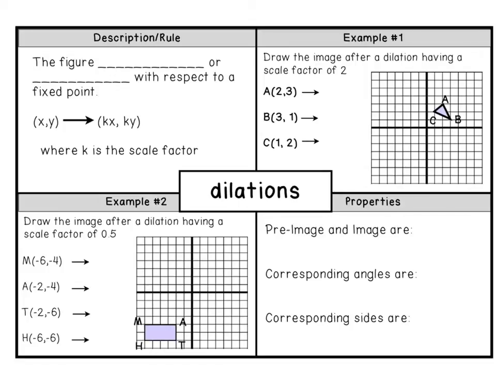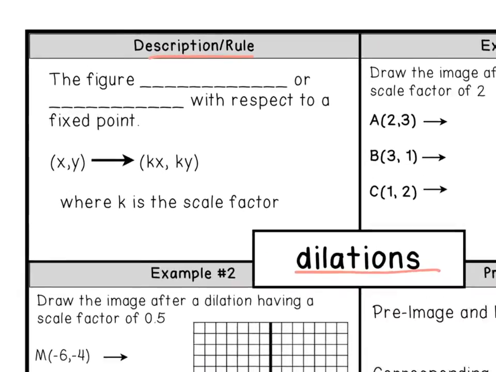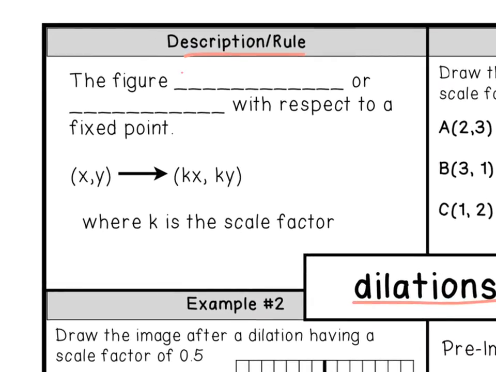Our final type of transformation is a dilation. For the description and the rule, in a dilation, the figure stretches or shrinks with respect to a fixed point. Another word for stretching or shrinking is enlarge. It enlarges or reduces.